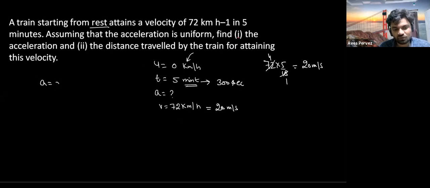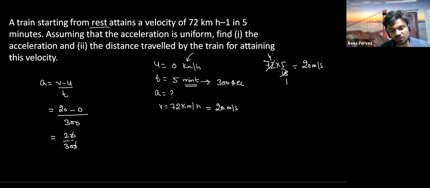So you can calculate a equals (v minus u) by t. We need to calculate a; v we have, that is 20 meter per second, initial velocity 0, upon 300. So acceleration will be 20 upon 300. Zeros cancel, you will get 1 by 15 meter per second square. You can also calculate in decimals, but let it be in fractions because you need to calculate some other values also. So our acceleration is 1 upon 15 meter per second square.